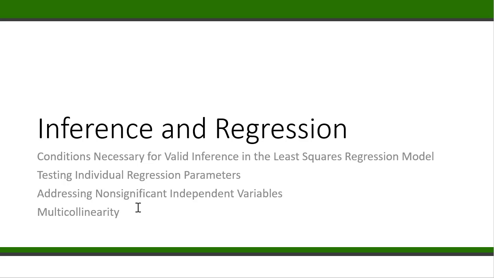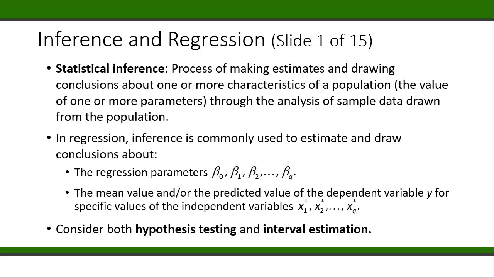and the concept of multicollinearity. So with that, we have a concept called statistical inference, and that is the process of making estimates and drawing conclusions about a characteristic of your population. Remember, all those b's were estimates for the betas, and the betas were the actual values for the population.